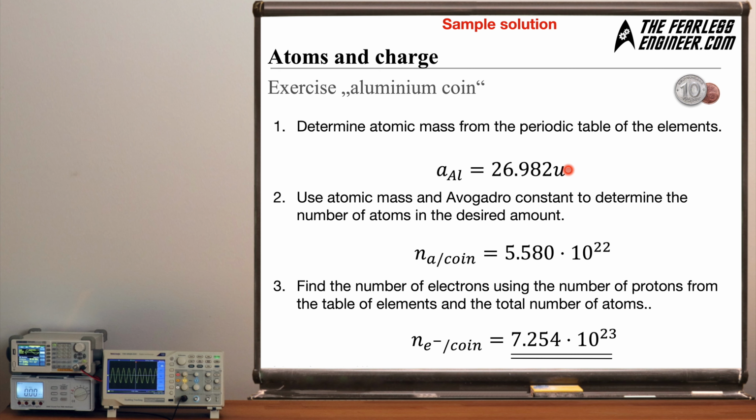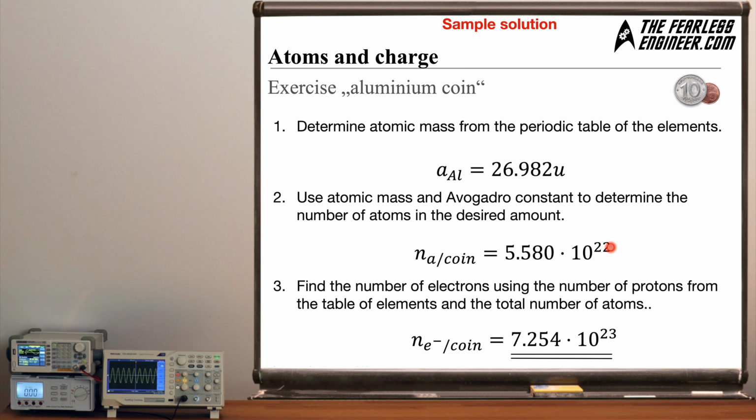Okay, and here comes the sample solution to this exercise here. The first step is to determine the atomic mass from the table of elements, just as we did with the copper video. For aluminum, this is 26.982 grams per mole, so it's about half as heavy as copper and 26 or 27 times as heavy as hydrogen, for example. This is what the atomic mass tells us. And in the second step, we can use the atomic mass and also Avogadro's constant, which is a predefined number of atoms of a certain material, to determine the number of atoms in the desired amount of aluminum which we are looking at. So the number of atoms within our aluminum coin is 5.58 times 10 to the power of 22.